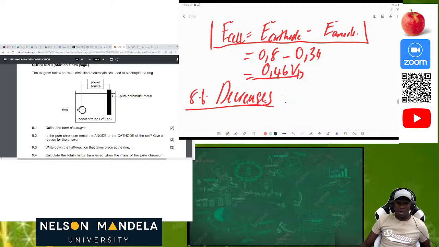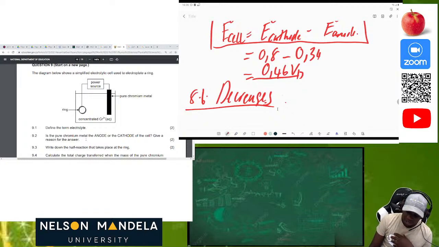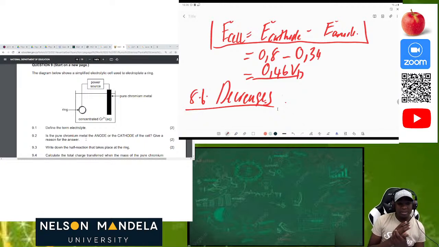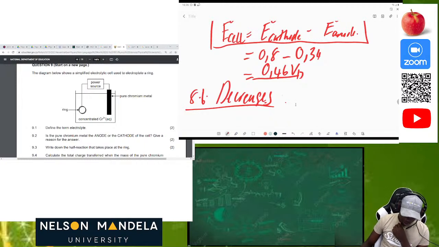Now, is the pure chromium metal the anode or the cathode of the cell? Give a reason for your answer. 9.2. Why is chromium metal anode, or is it cathode? So we can actually see that on 9.2. We can actually see that our chromium metal is going to be anode. You can see that it's anode. The answer is going to be anode.